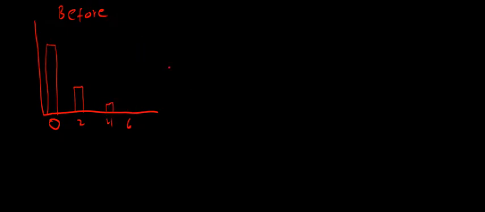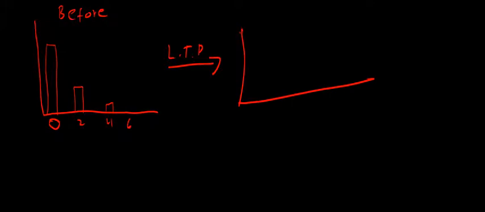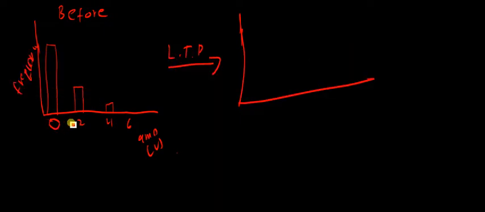And then we would induce LTP to generate a new frequency histogram. Oh, and this axis was the amplitude of the EPSP in volts, and this was the frequency of those events. So we're literally measuring how many times each of these different amplitude EPSPs occurred, because we had many data points. So again, this would be frequency, and this would be the amplitude in volts.